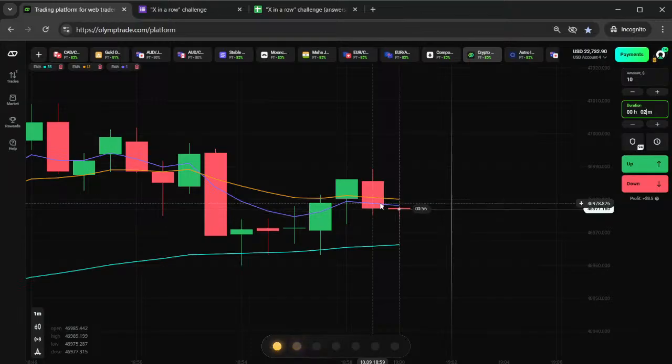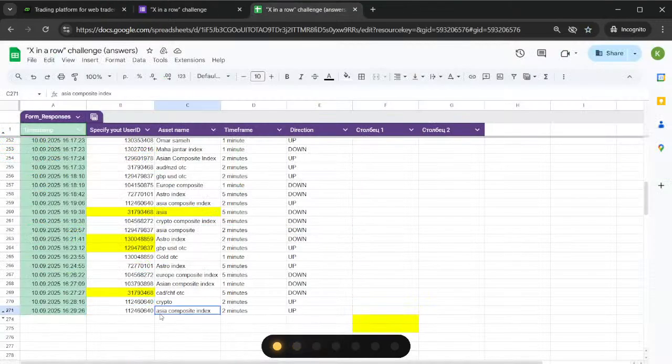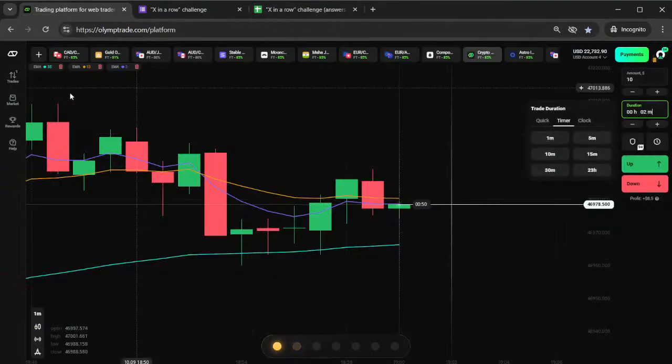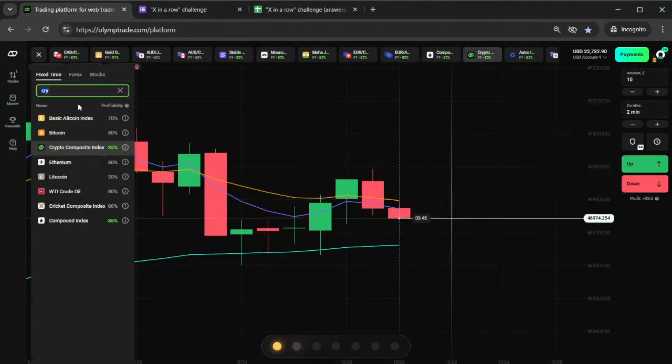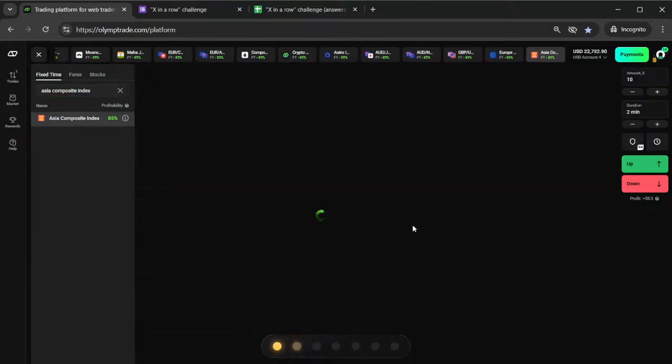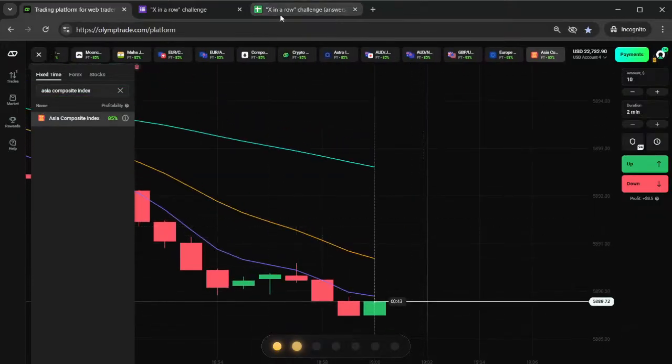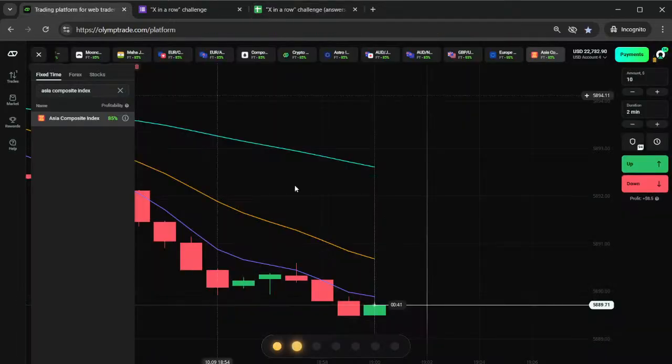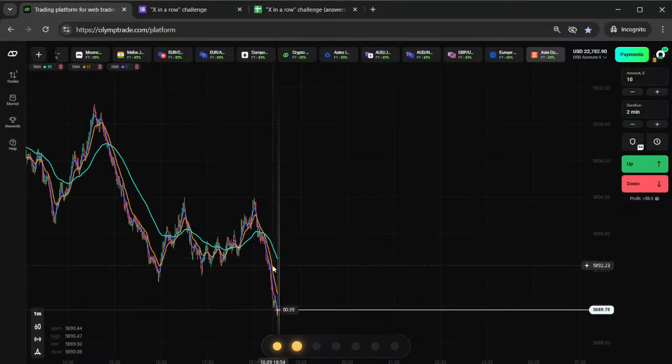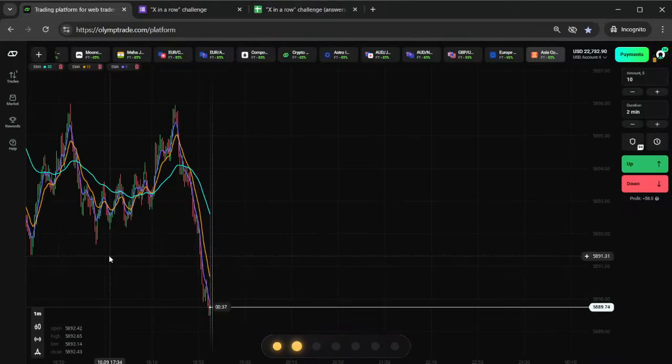No, this signal got dropped, because the market was not able to sustain in that specific direction. Again, Asia Composite. I can observe that today most of the traders are very fond of Asia Composite Index. Okay, what's the direction? 2 minute up. Okay, 1 minute chart. No, there is nothing, traders, there is nothing like that.